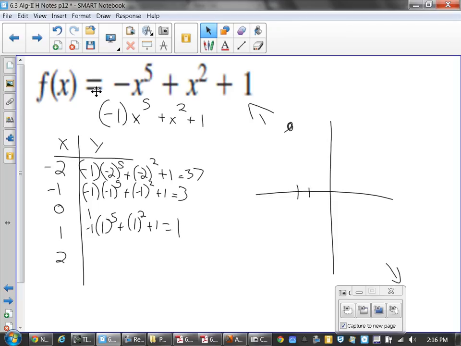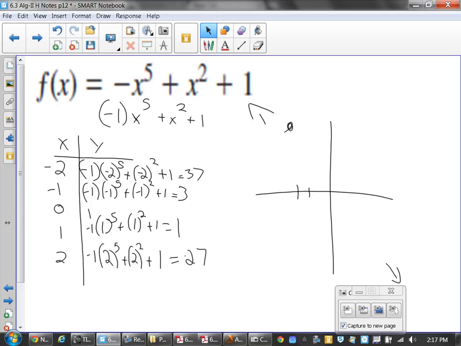Then it's in the same place as the 0. Well, what's between 0 and 1? There's still numbers in between, right? Okay, we're just getting a rough idea here. And then I use 2 again. So we have negative 32 plus 4 plus 1, negative 27.